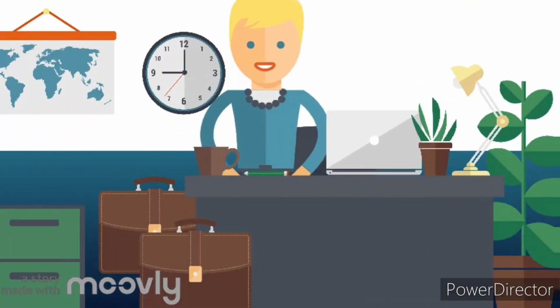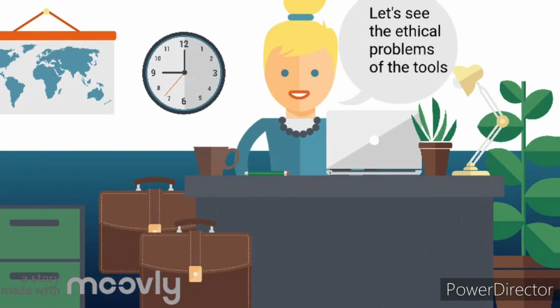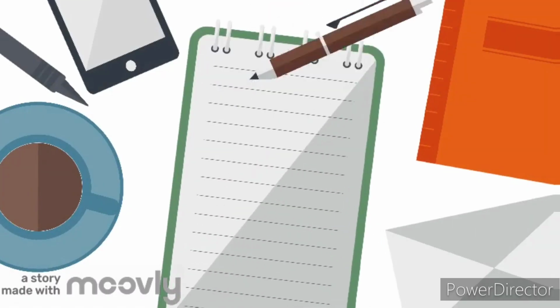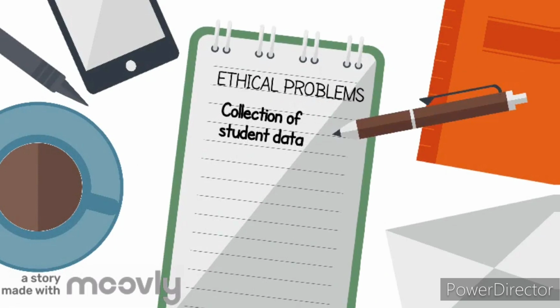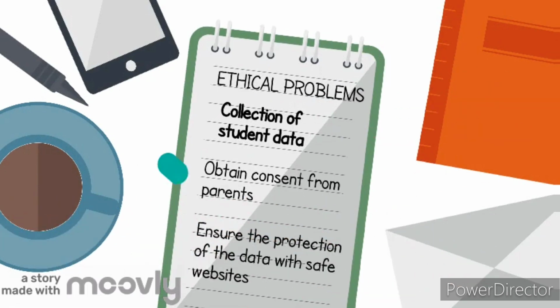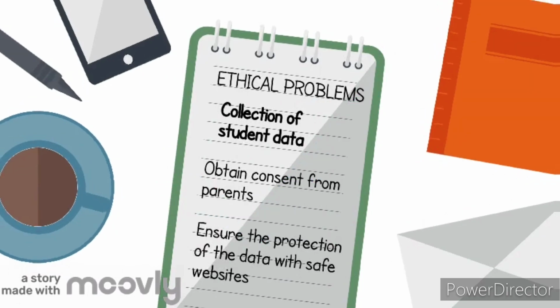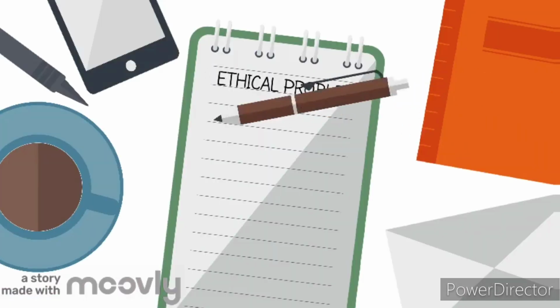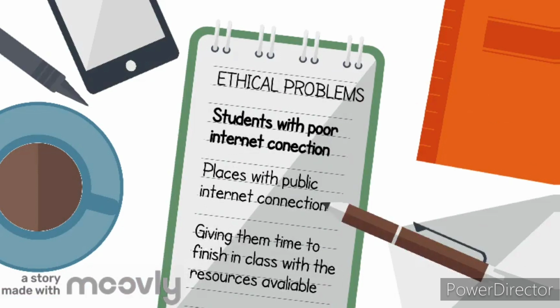So let's see the ethical problems that these tools can cause to students. The first one is the collection of students' data, which can be solved by obtaining consent from their parents and sharing the protection of the data with safe websites. Then, the students with poor internet connection can go to places with public internet connection, or be given time to finish in class with the resources available.